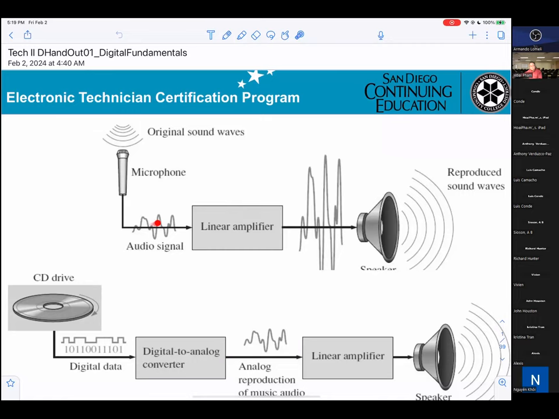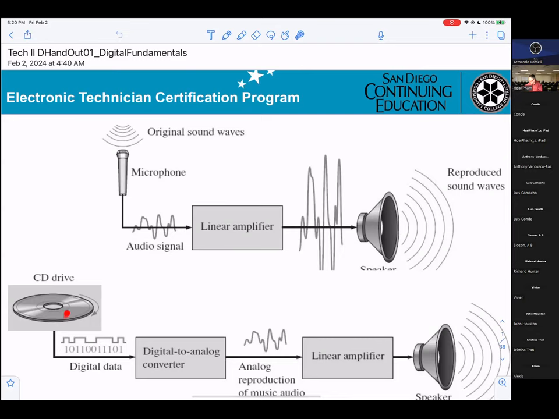This is the analog signal. You see that? That's your microphone. When you're talking, your voice will look like this, and it goes to the amplifier, then to the speaker. That's what you already learned in Tech 1 for electronics. And now we go to Tech 2.